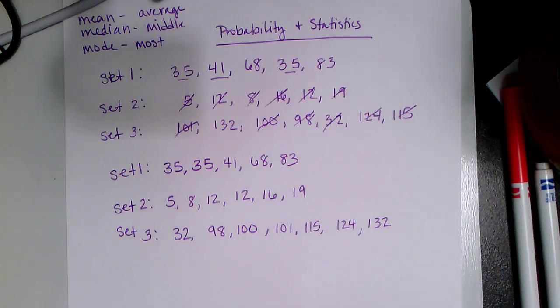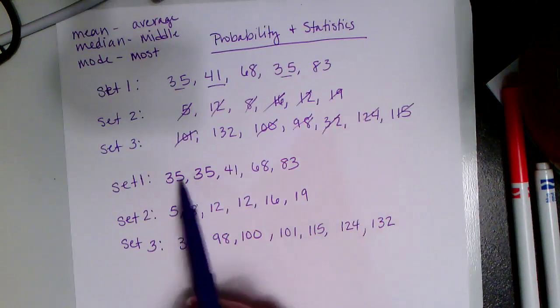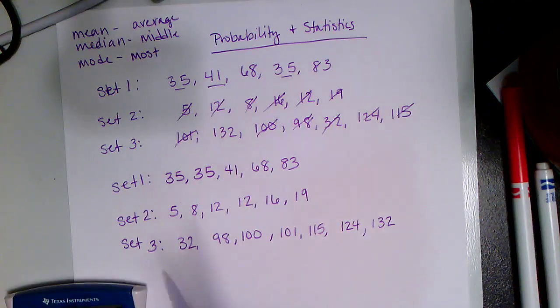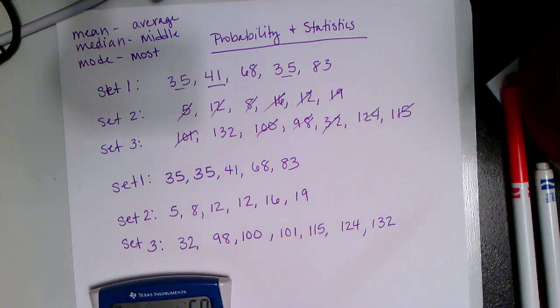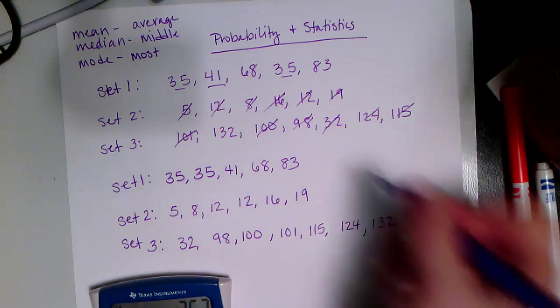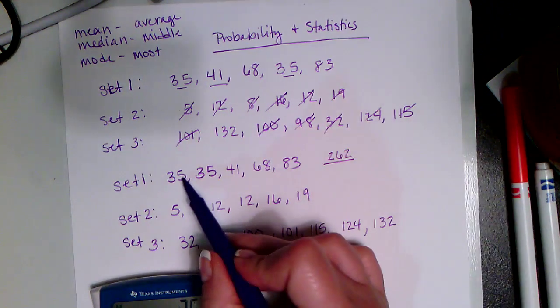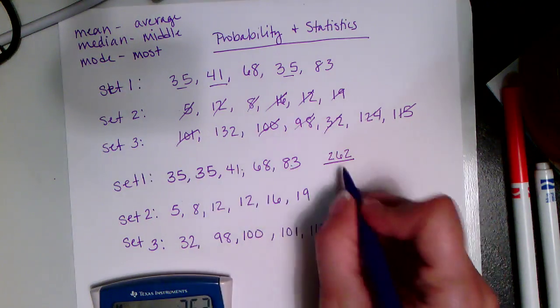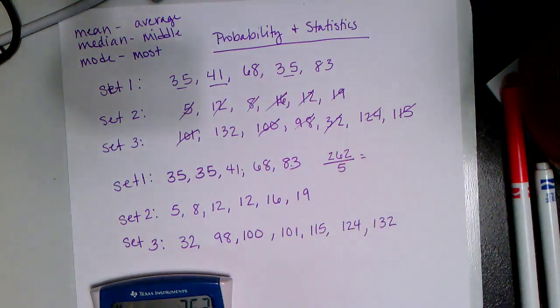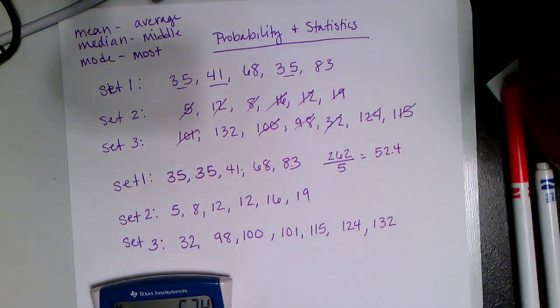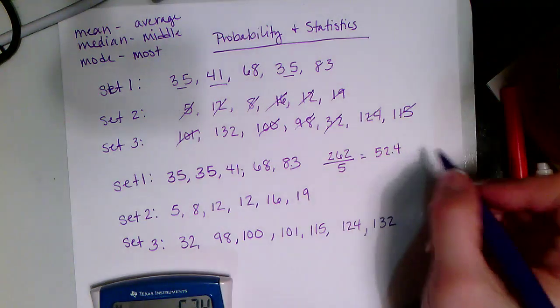I take my calculator, and to find my mean, I'm adding up all of these and dividing by the amount that's there. So 35 plus 35 plus 41 plus 68 plus 83. And I get a total of 262, and I'm going to divide that by the number that's here, 1, 2, 3, 4, 5. And when I divide that by 5, I get roughly 52.4. So that's my mean.